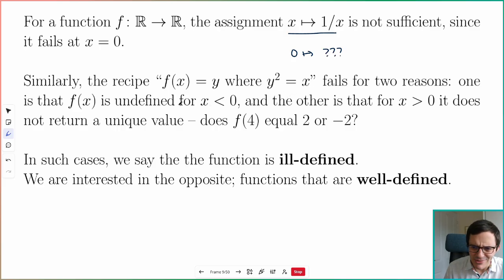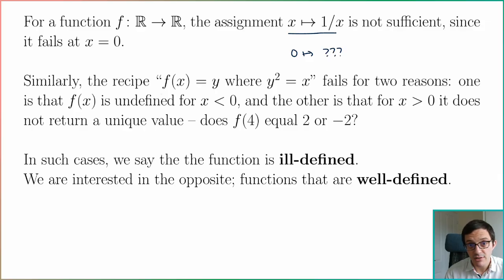Similarly, the recipe f of x equals y, where y squared is equal to x. So in this example, I'm using the f of x notation that you might have used before. This fails for 2 reasons. One is that if x is negative, then I've got problems, assuming that I'm still talking about a function from real numbers to real numbers. And the other more subtle problem is that when x is positive, this recipe doesn't tell me whether I should use a positive or negative value of y. So does f of 4 equal 2 or minus 2?